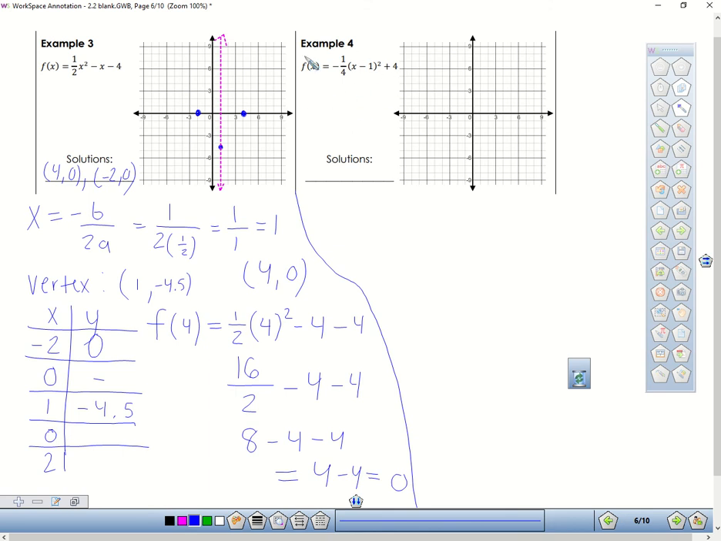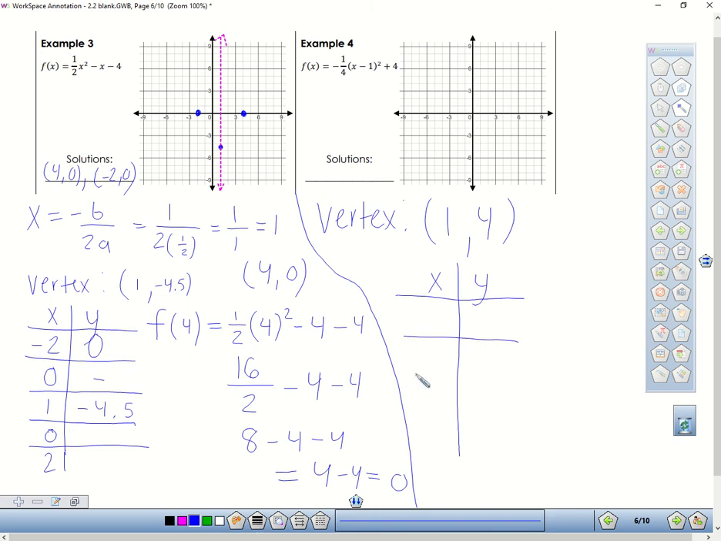And what do you notice, what form is this quadratic in? It's in vertex form. So do I need to use the axis of symmetry formula to identify the vertex? No. We can look at it and find the vertex, right? So what is the vertex of this particular quadratic? 1, 4. Good. So that means that I can create a table.